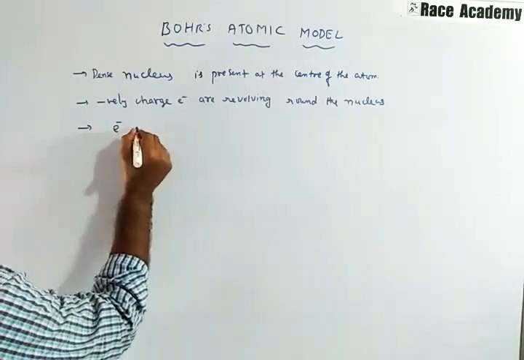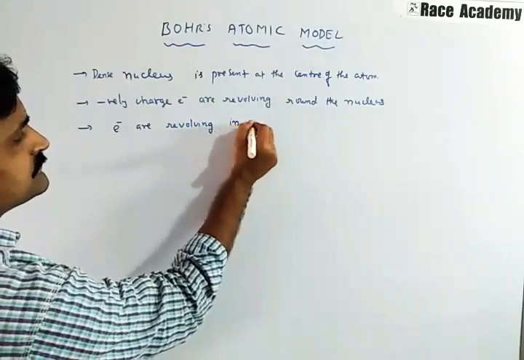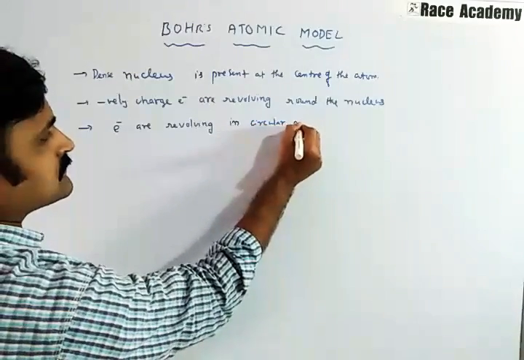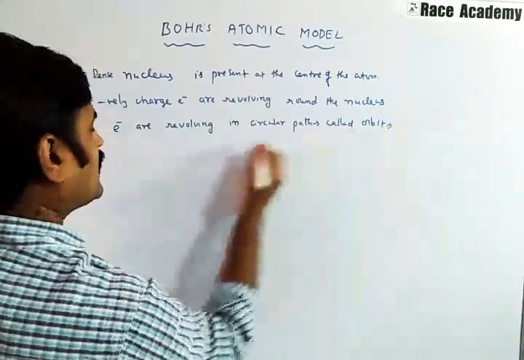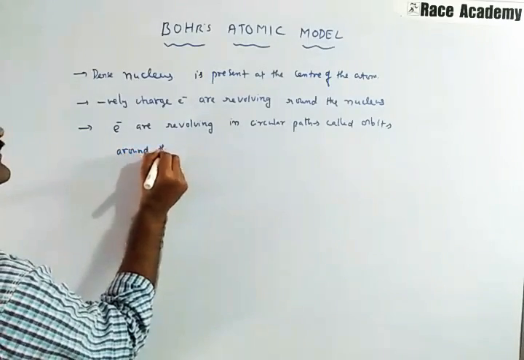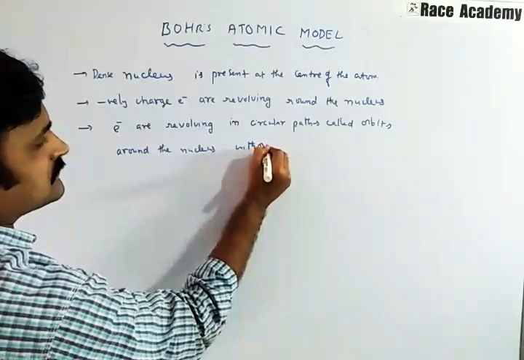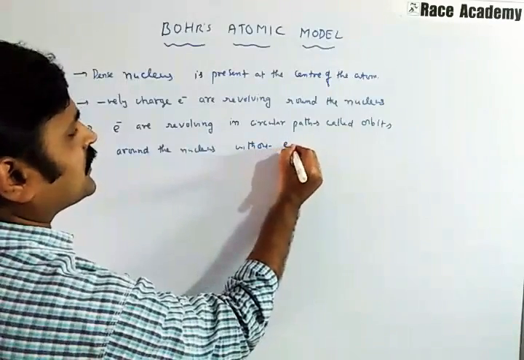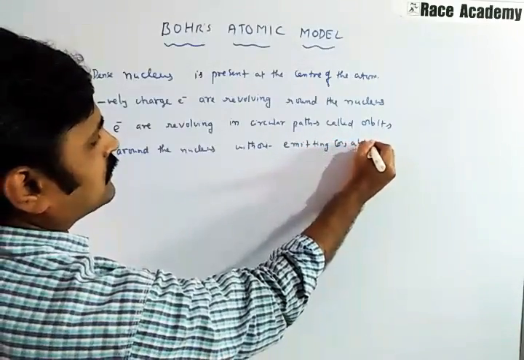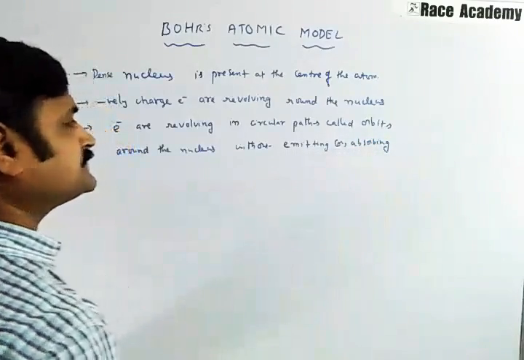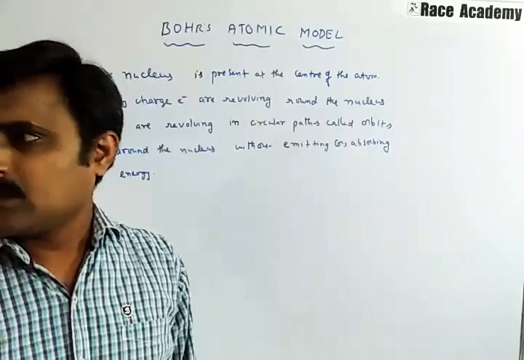At the same time, they noticed electrons are revolving in circular paths called orbits around the nucleus, without emitting or absorbing energy, they are told.